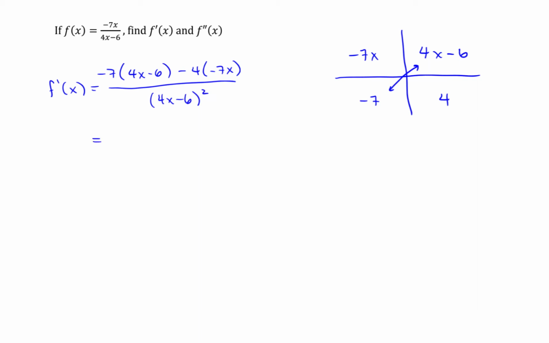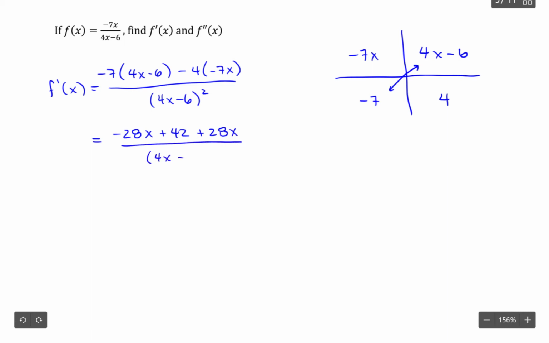And absolutely, you'll want to simplify your fraction as much as possible because that's going to make this second derivative easier to do. So let's work with the numerator here. Distributing negative 7, I would have negative 28x plus 42 plus 28x in the numerator, and negative 28x, positive 28x, those will cancel. And that leaves me with 42 over 4x minus 6 to the second power.